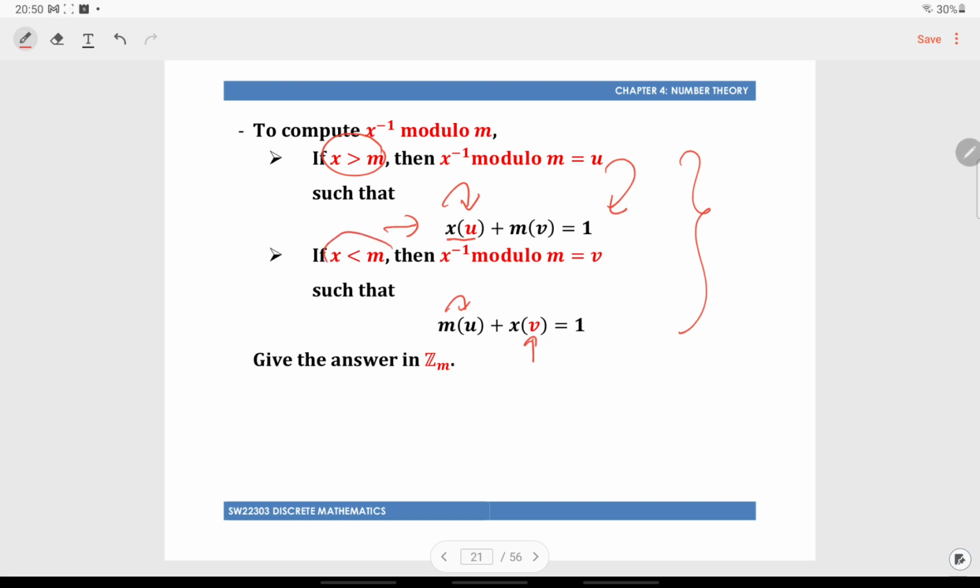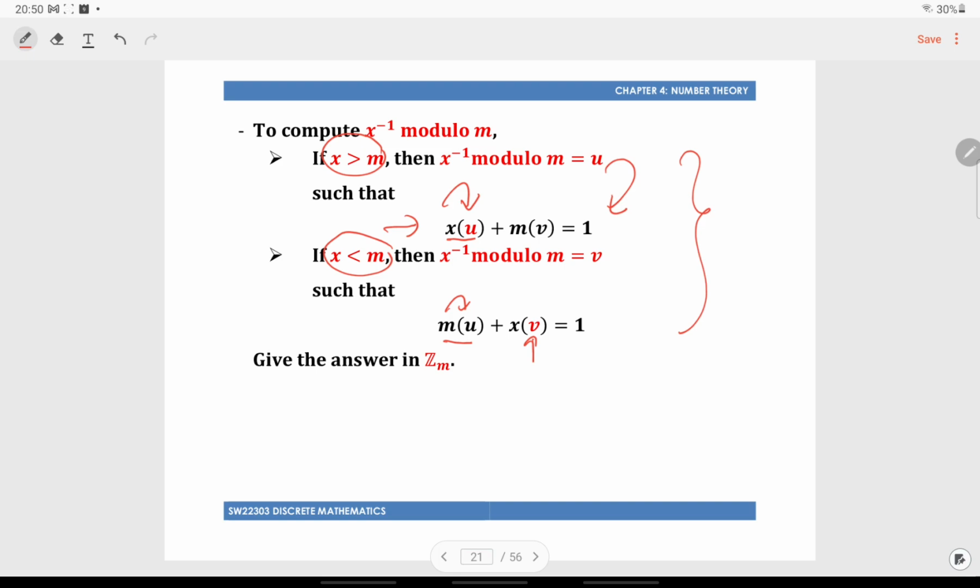The second case, x is smaller than m. That means m is greater than x. So we pair m with u, and x with v. Because x is paired with v, that means the multiplicative inverse of x modulo m is v.